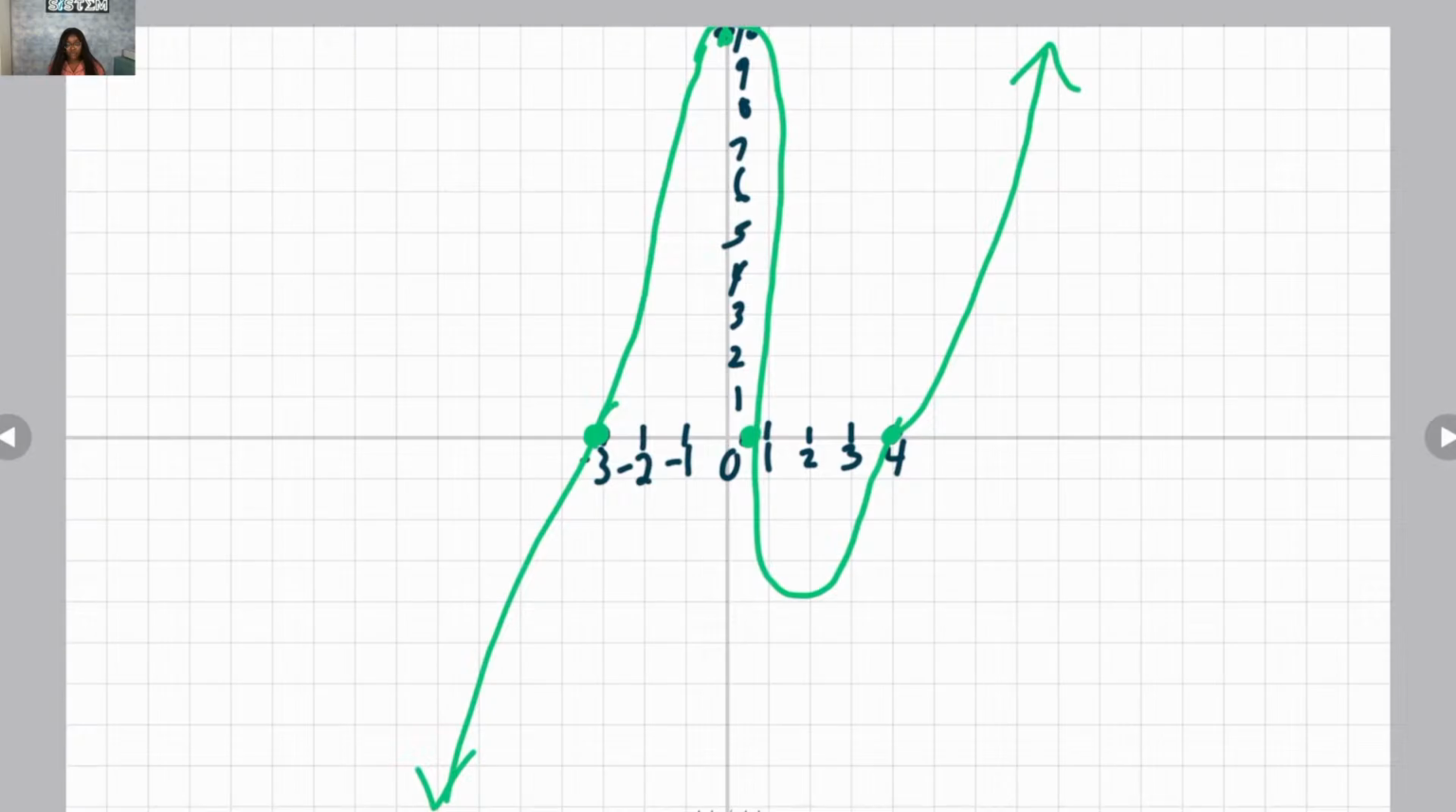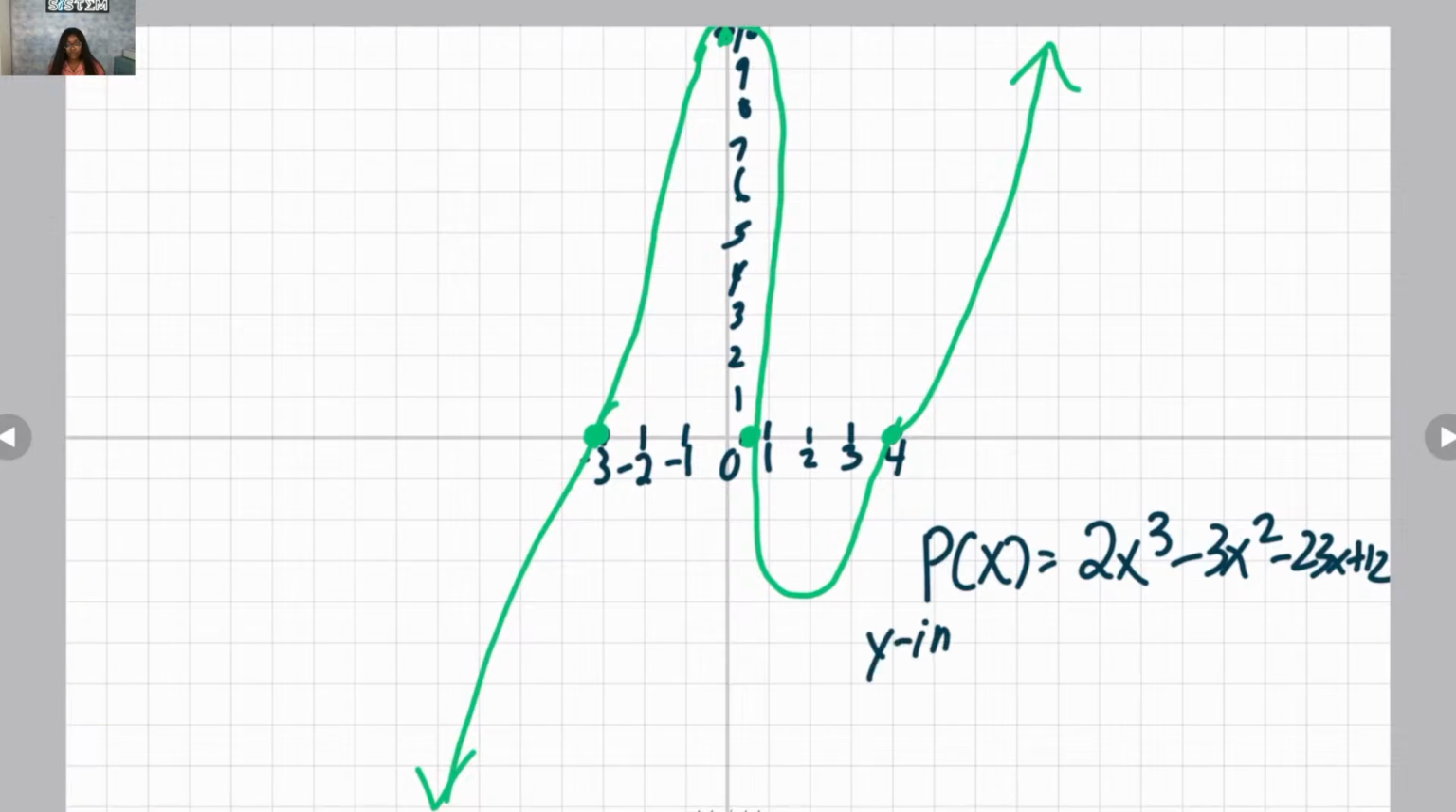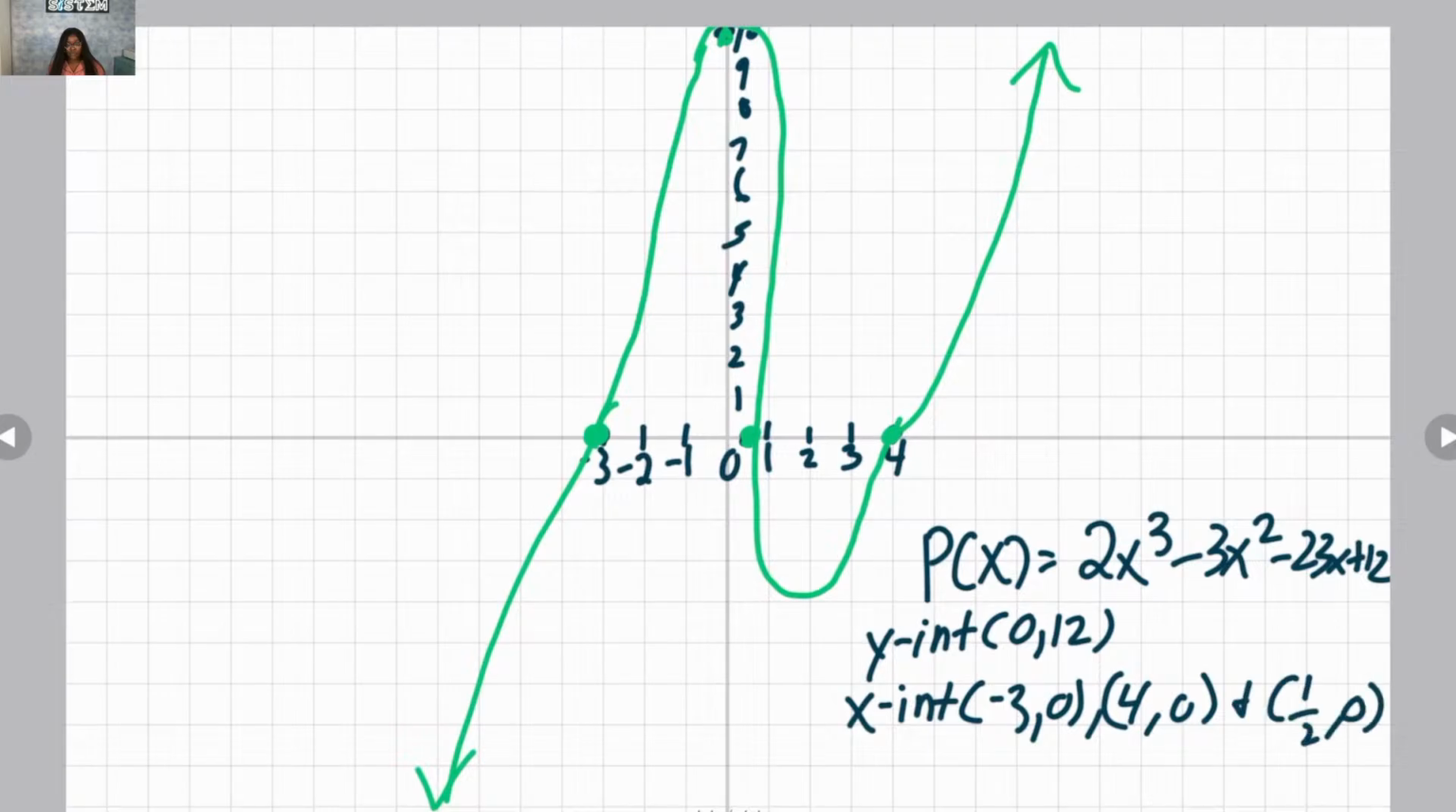So this is how you draw your graph. If your teacher asks you, how do you draw this, 2x cubed minus 3x squared, what was it? Minus 23x plus 12. This is how you do it. How did we do it first? We found our y-intercept, which was (0, 12). We found our x-intercepts through a process, and we found that they were -3, 0, 4, 0, and 1/2. Those are the only real things you need to draw a polynomial graph.